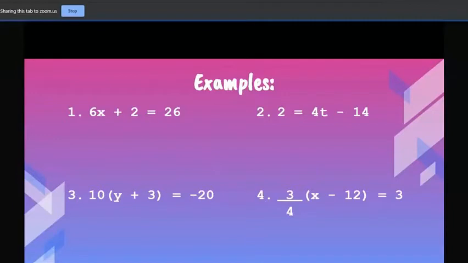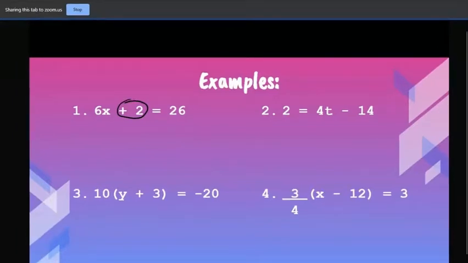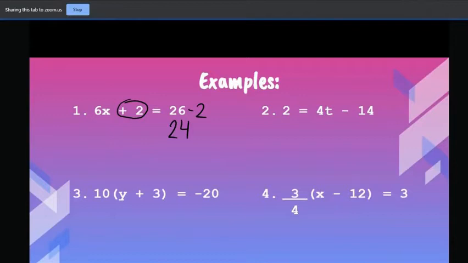Let's work through some of these two-step equation examples. Number 1, 6x plus 2 equals 26. We're going to follow the order of SADMEP. S is for subtraction, but we do not have any subtraction. Then comes A. We do have addition, so we'll circle our addition. When we move the plus 2 over to the other side, we're going to change it to minus 2. 26 minus 2 equals 24. Then you can bring down your 6x and the equal sign.